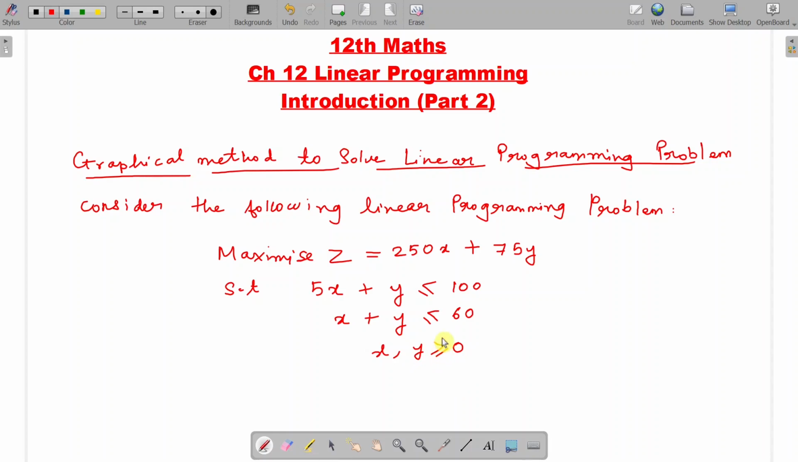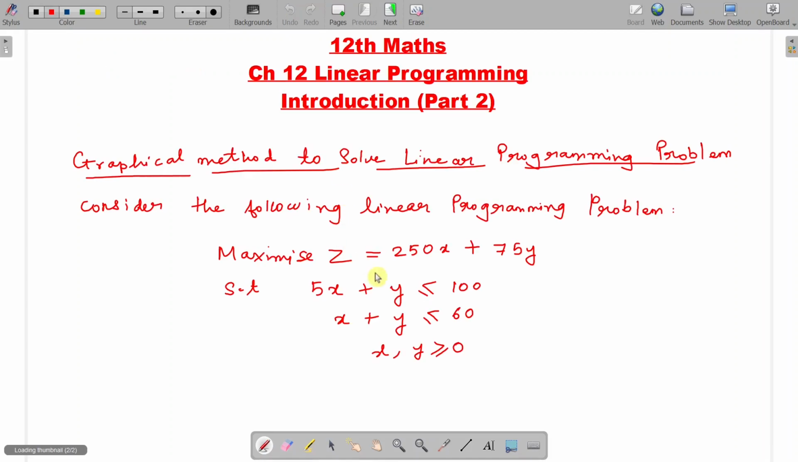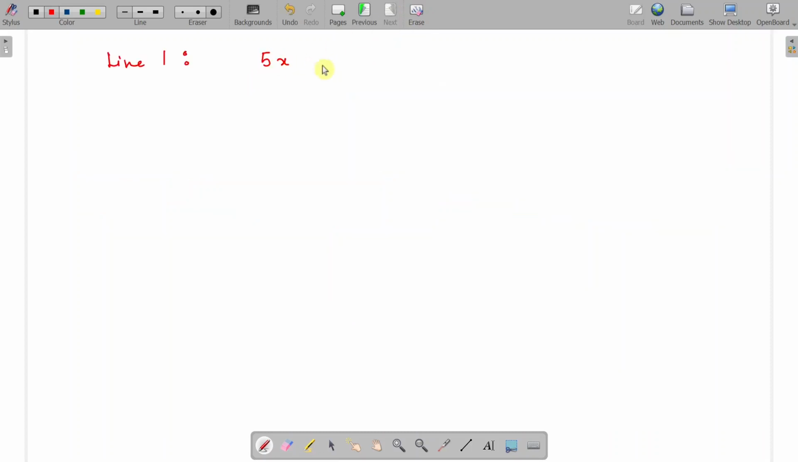Okay, so what we have to first do is consider the constraints, and for the first constraint we have to write the line corresponding to it. So line 1 will be 5x plus y equal to 100. This is a linear inequality, so to write the line, less than or equal to will be converted to equal to. So 5x plus y equal to 100.